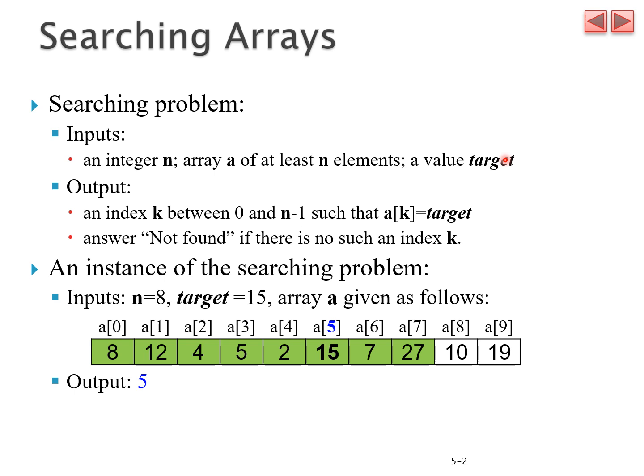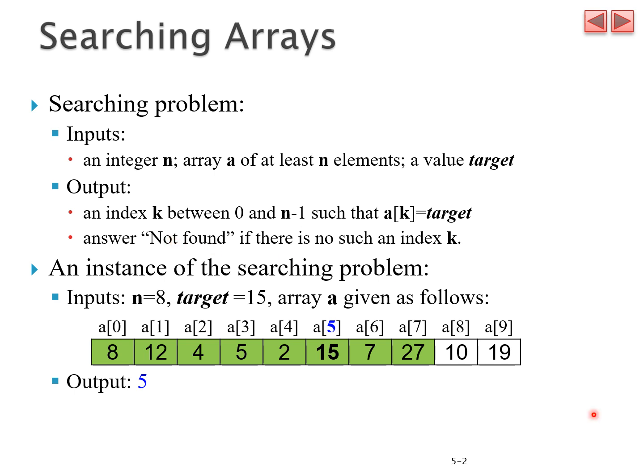So the output of the searching problem is an index k between 0 and n minus 1, such that the element of the array A at index k is equal to the target value. If there's no such element found, then the output should be the answer not found.